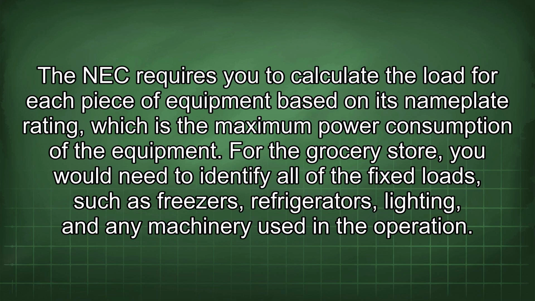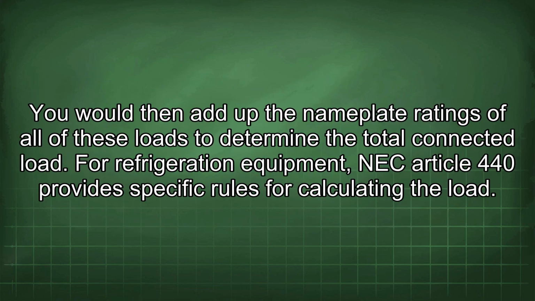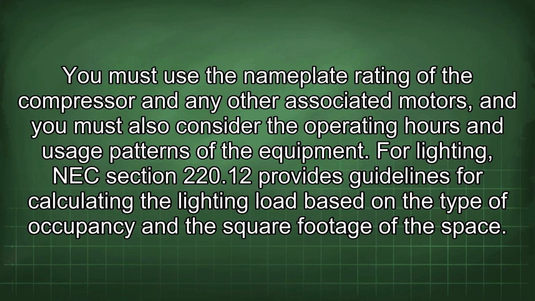For the grocery store, you would need to identify all of the fixed loads, such as freezers, refrigerators, lighting, and any machinery used in the operation. You would then add up the nameplate ratings of all of these loads to determine the total connected load. For refrigeration equipment, NEC Article 440 provides specific rules for calculating the load. You must use the nameplate rating of the compressor and any other associated motors, and you must also consider the operating hours and usage patterns of the equipment.